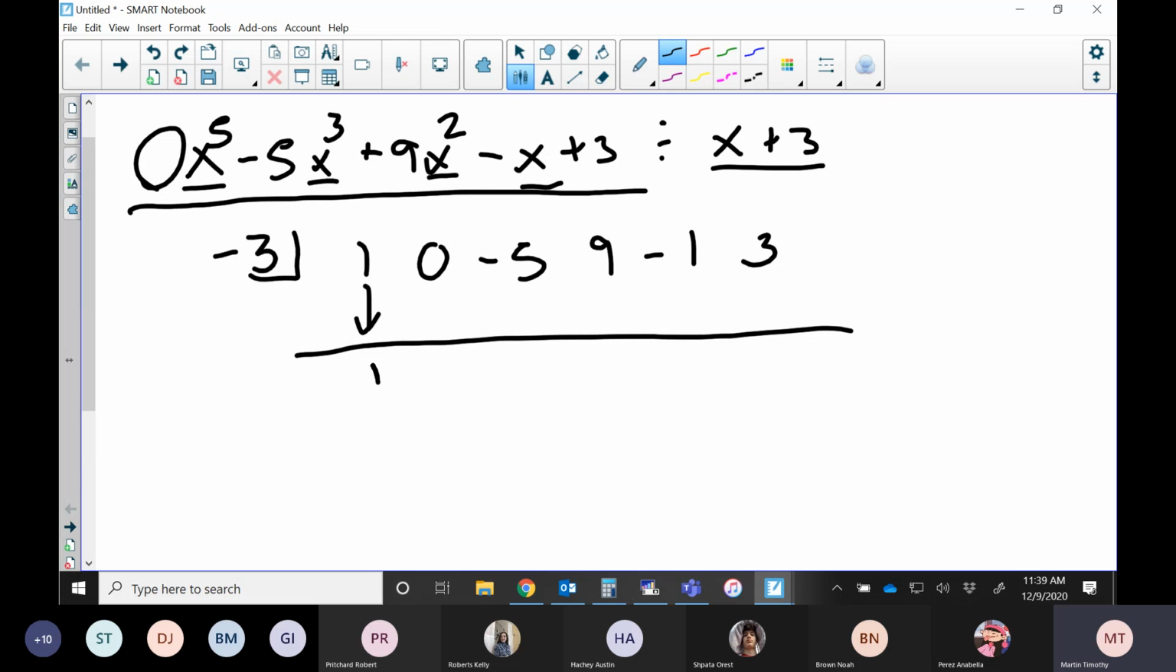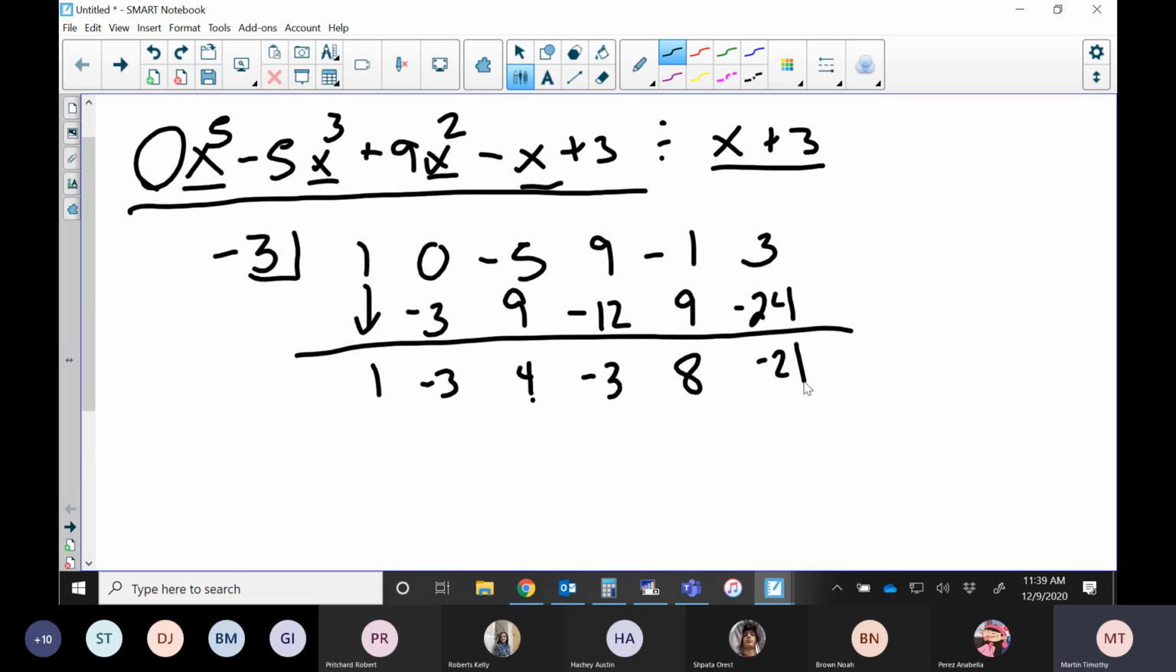Drop the first one down. 1. 1 times negative 3 is negative 3. Add together, negative 3. Negative 3 times negative 3 is a positive 9. Add those together, 4. 4 times negative 3, negative 12. Add those together, negative 3. Negative 3 times negative 3 is a positive 9. Add those together, you get 8. 8 times negative 3 is a negative 24. Add those together, you get negative 21.